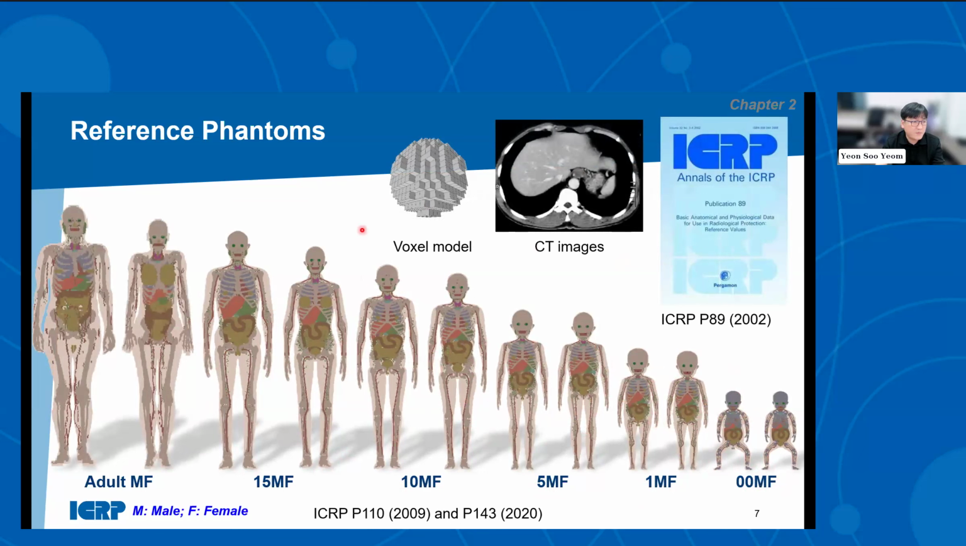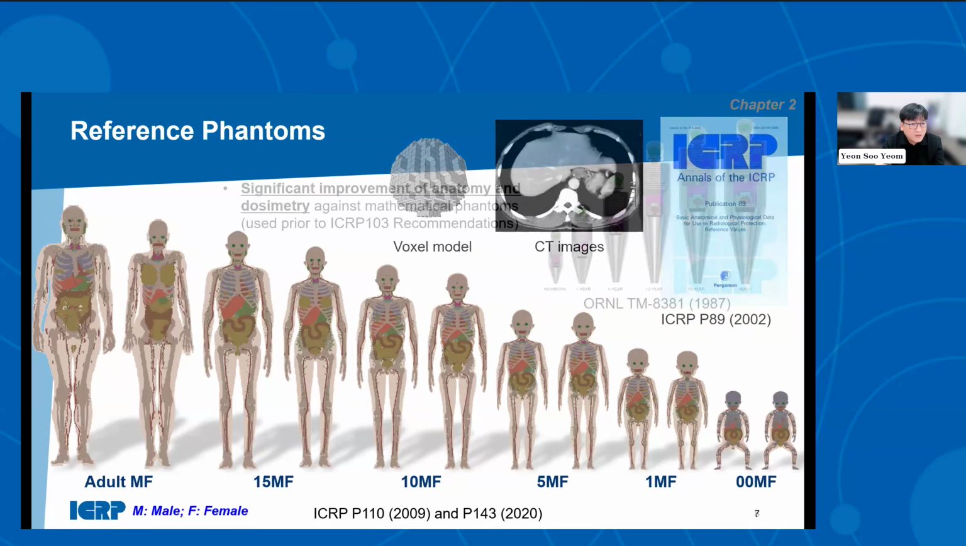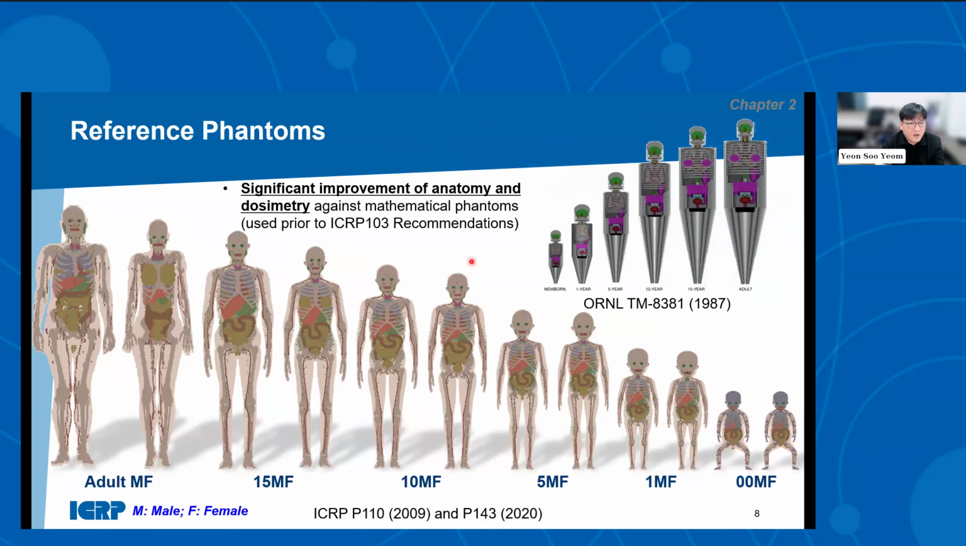These are the voxel models actually. The voxel models were constructed from the CT images of real human bodies, and also very carefully matched to the ICRP reference anatomical data provided in ICRP publication 89. So these reference voxel phantoms significantly improve the anatomy and therefore dosimetry, especially when compared with the previously used mathematical phantoms. Mathematical phantoms were previously used for ICRP dose coefficient calculation before the ICRP 103 general recommendations. This is an example of the mathematical phantoms developed by Oak Ridge National Lab. As you can see, the shape of the body and organs and tissues are represented by using mathematical formulas, such as cylinders and ellipsoids. So you can see the voxel phantoms can significantly improve anatomy and dosimetry.